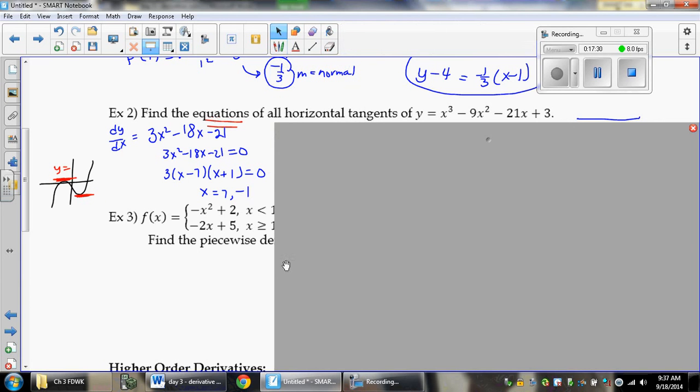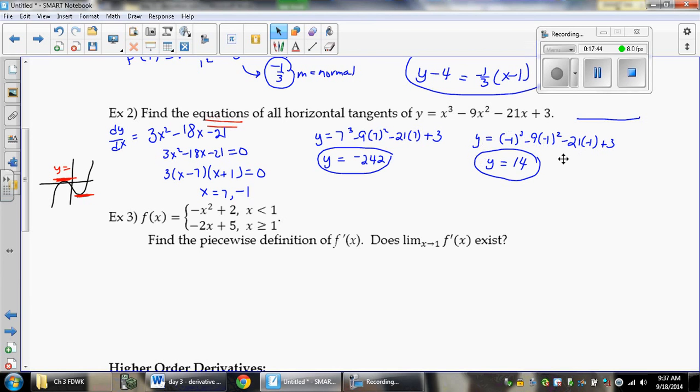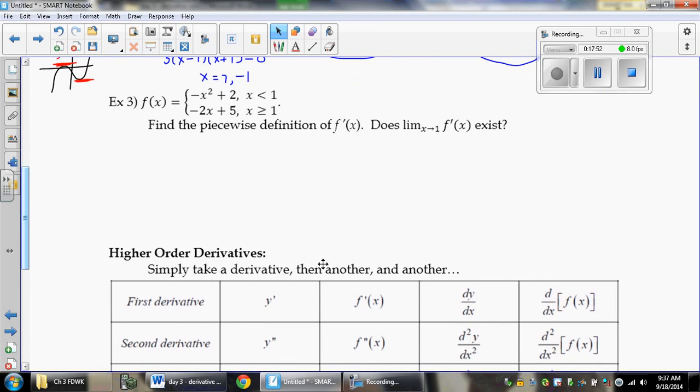So if I come back over here and go to the right, I plugged in 7 for x and got y equals negative 242. That's the equation of the line because horizontal lines are y equals a number. And then same thing for negative 1. Plugged in negative 1, got 14. So those are my two horizontal tangents. One more example, and then I want to talk about the table, and we're done.